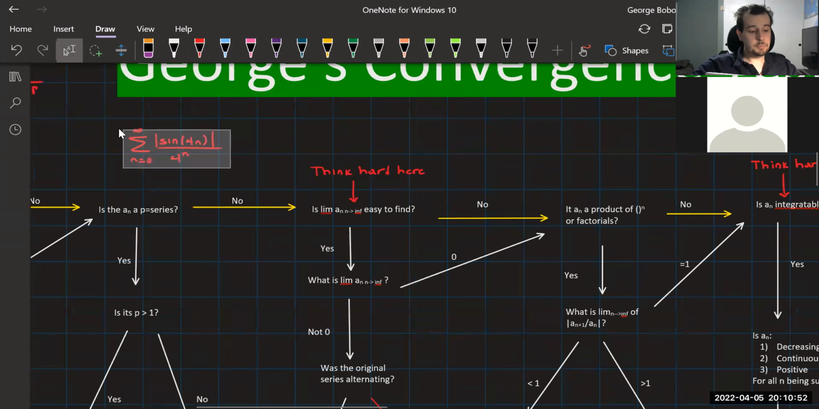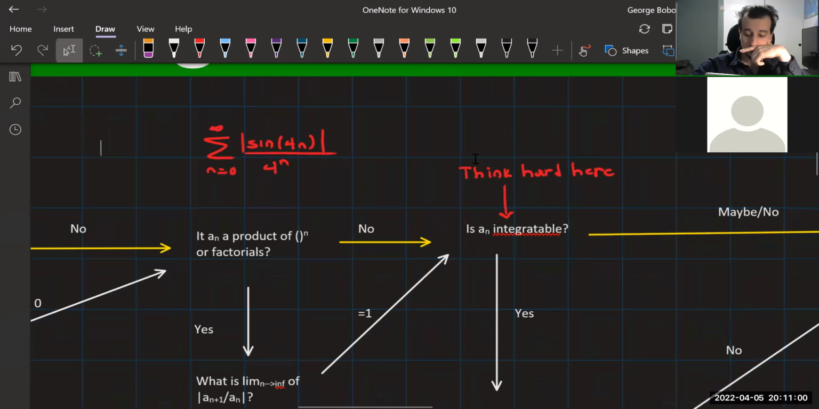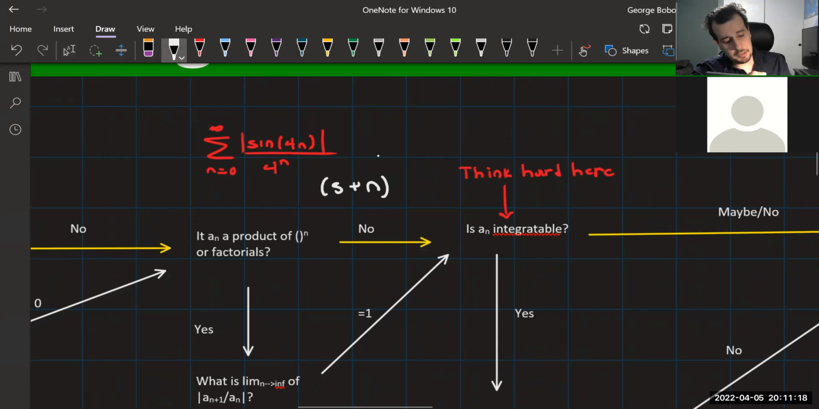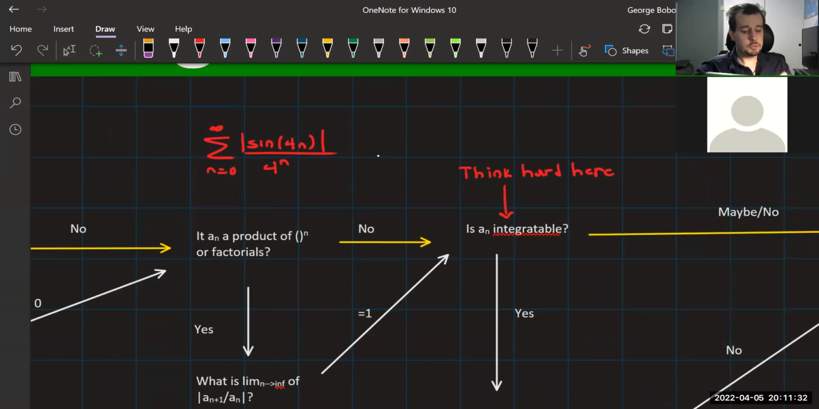Okay, so is it a product of factorials or brackets raised to the power of n? Which one? 1 over 4 to the n. Okay, this guy, though, when we say brackets, maybe I should elaborate a little bit. It's like 5 plus n to the n over like 6 plus 1 to the 2n. That type of deal is what we're referring to here. Do we have this kind of deal? No. Okay. So we keep on moving.